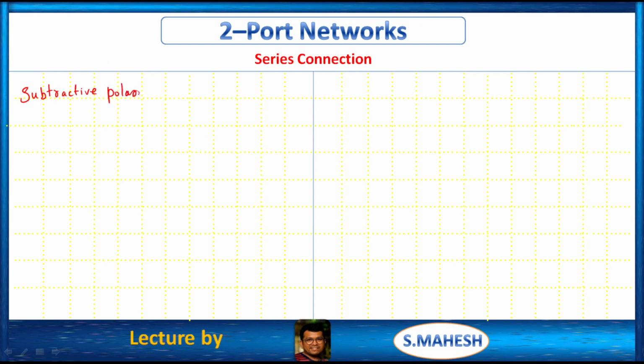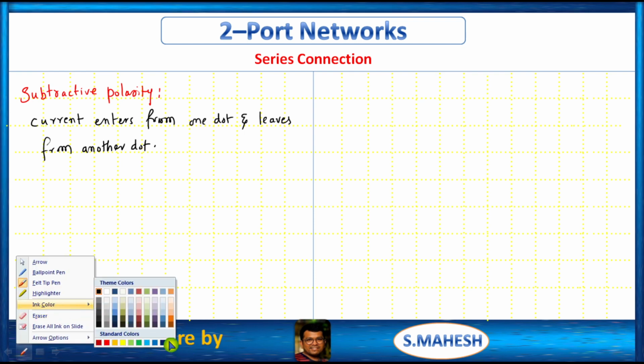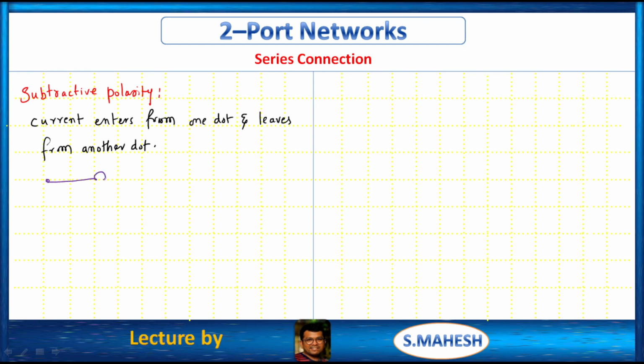Subtractive polarity. Subtractive polarity means what? Current enters from one dot and leaves from another dot. That's it, right? For this, the dot convention is based on the subtractive polarity. Here the current enters from one dot and leaves from this dot, right? The current is same because I1 is equal to I2, which is equal to I, clear.